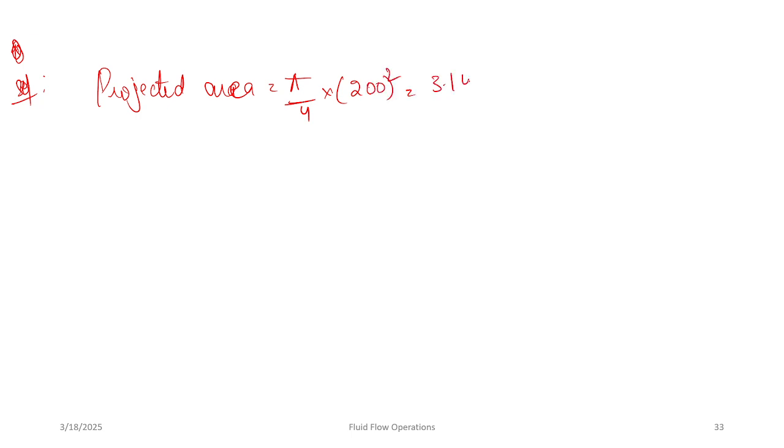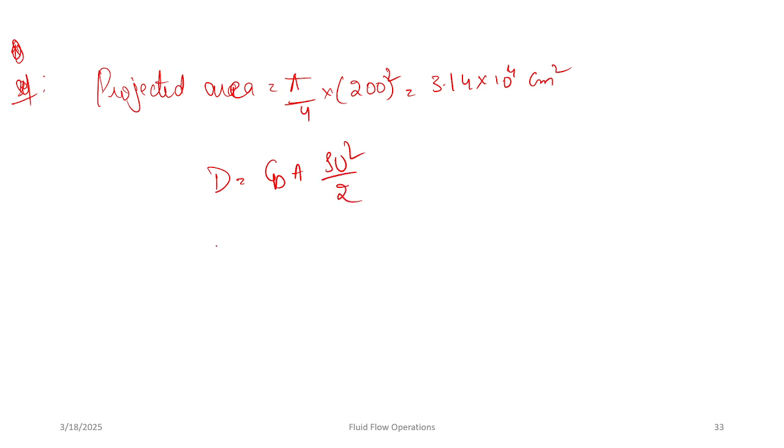So first calculate the projected area. Projected area will be pi by 4 into d square, right? So here d is given as 2 meters, so it will be 200 centimeters. That will give us 3.14 into 10 power 4 centimeter square. Okay, and D is CD into A into rho U square by 2.